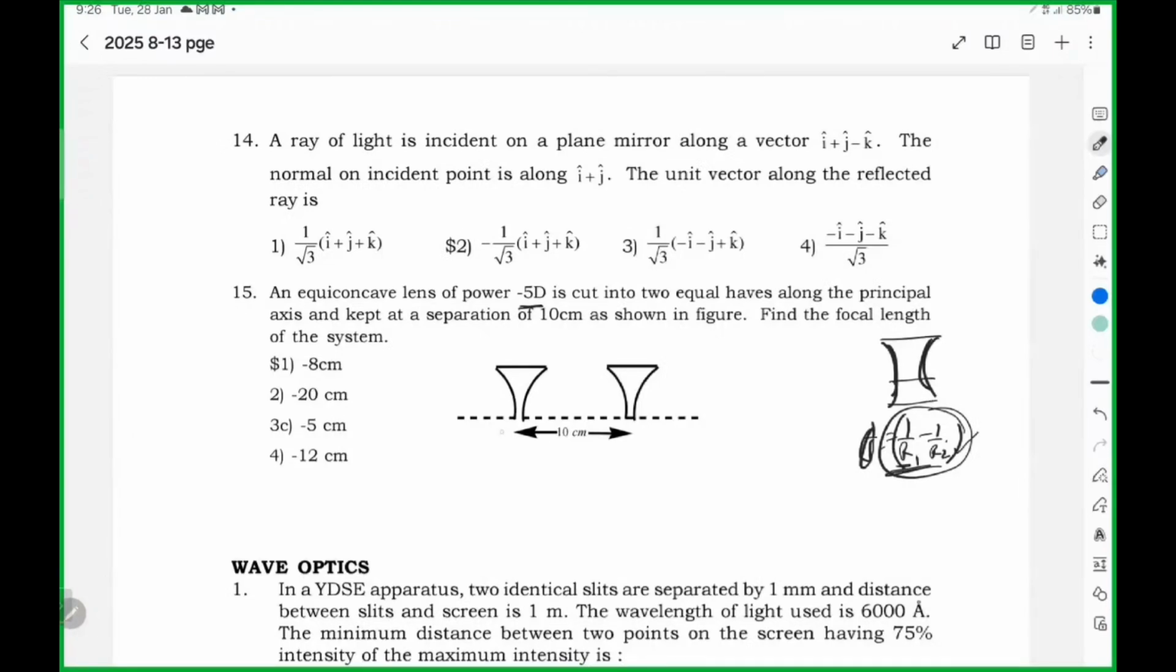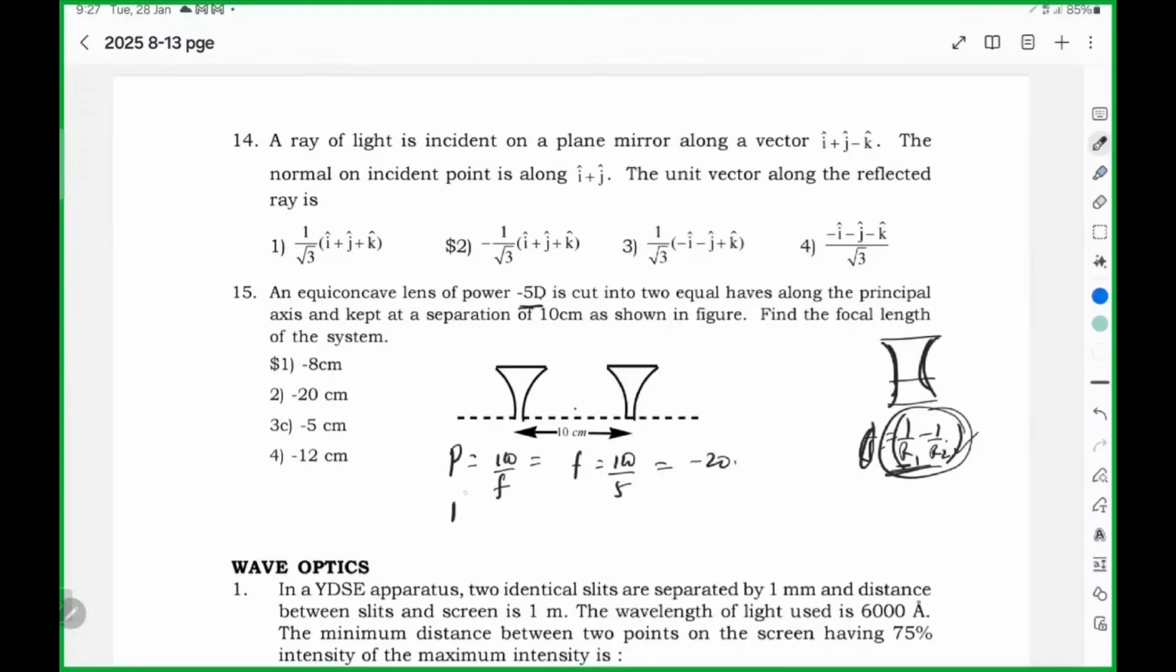So here I can write the power will be 100 by focal length. Initially, power is minus 5 diopter. Focal length will be 100 by 5, but we get minus 20, right? And similarly for the next one also we get the same thing, and they are separated by a distance.